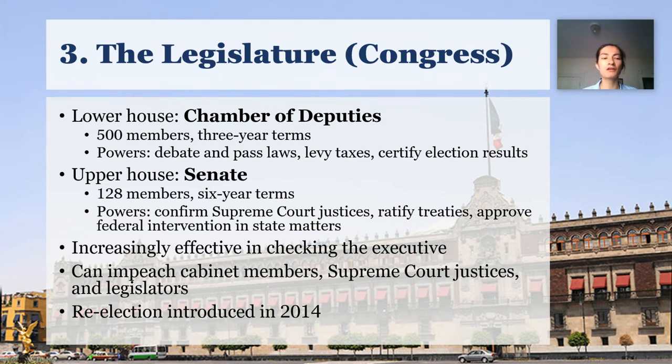And so in 2014, as part of a package of reforms known as the Pact for Mexico, re-election was introduced. And so now members of the Chamber of Deputies can serve up to 4 terms. Members of the Senate can serve up to 2 terms.